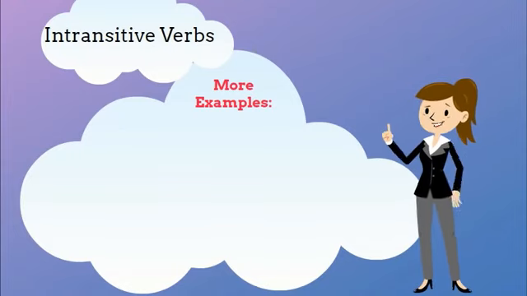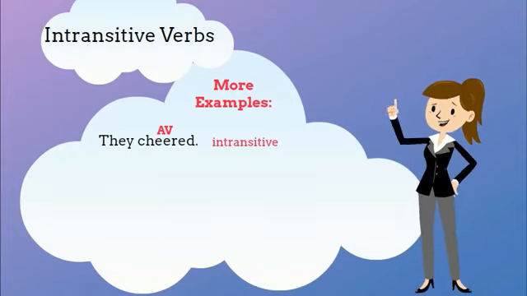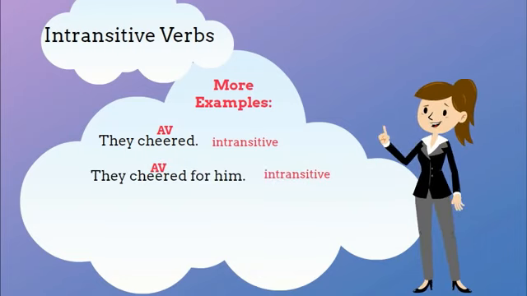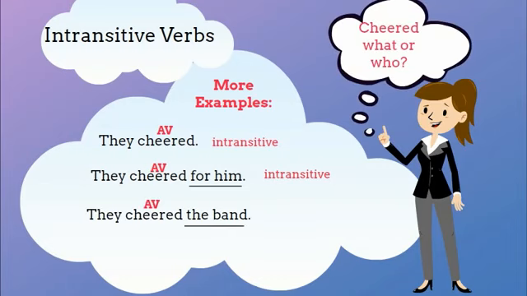Some verbs can be transitive or intransitive, depending on how they're used in a sentence. To cheer is one example. They cheered, that would be intransitive. If I said they cheered for him, that's still intransitive. You have a prepositional phrase that follows the action verb. If I said they cheered the band, cheered what or who? The band. So that would make it transitive.